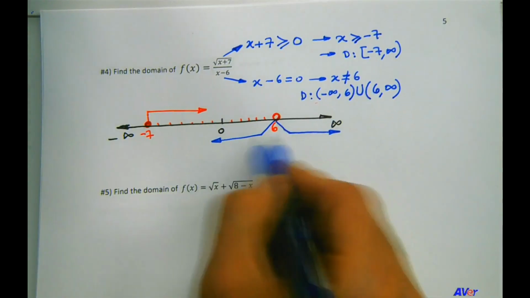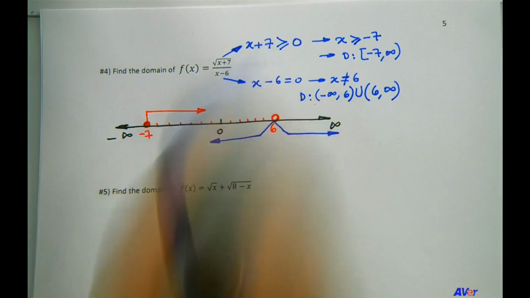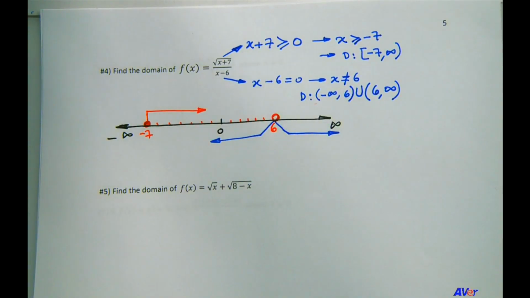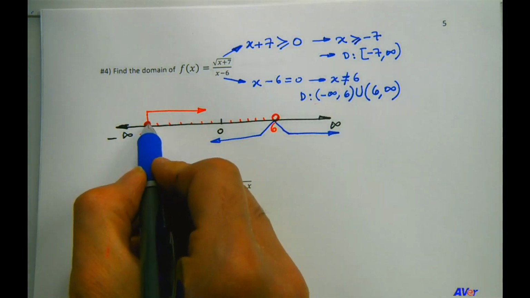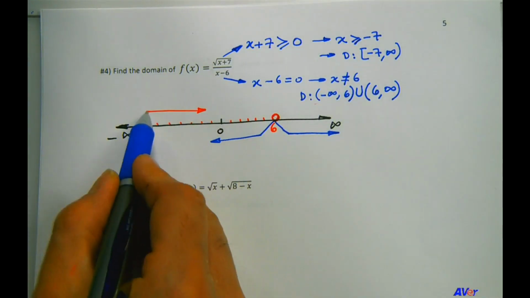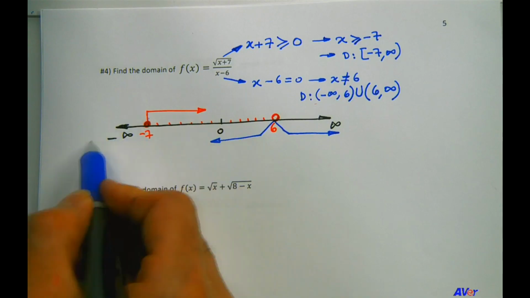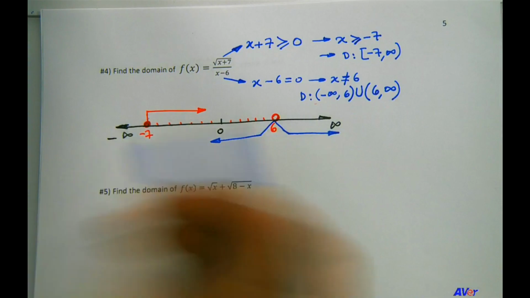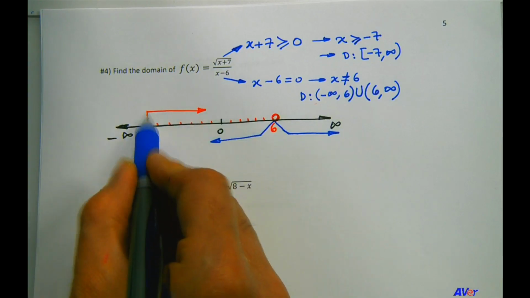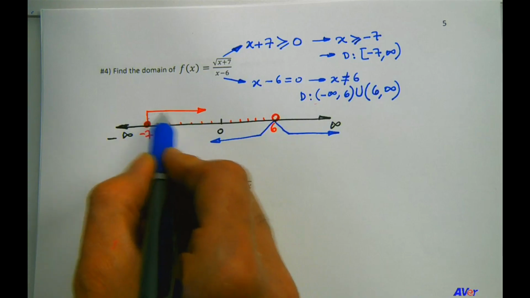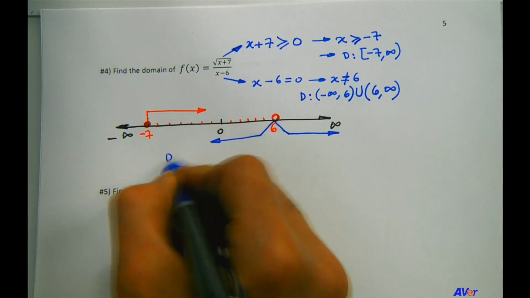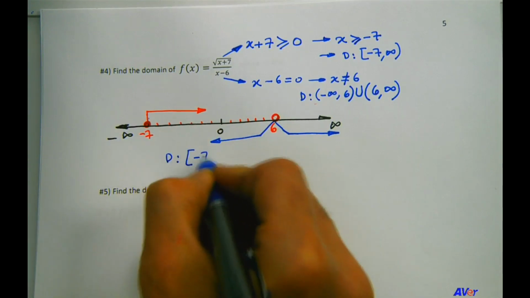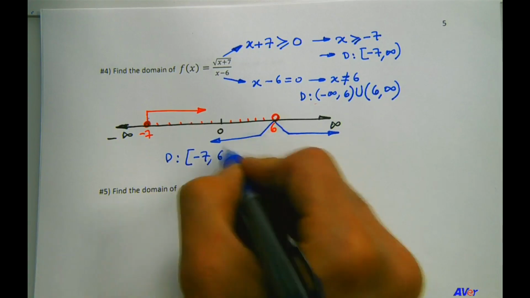Right? This one is coming from the denominator. This one is coming from the numerator. So they can't both be right. We have to look at the place where they overlap. Where do they overlap? Well, they overlap from negative 7. They don't overlap here because this is going to go this way and that's going that way. So they're not going to overlap here. So they overlap from negative 7 this way, and this is coming this way. So they're going to overlap here from negative 7 all the way to 6. So the domain is bracket negative 7, comma, 6, parenthesis or bracket.